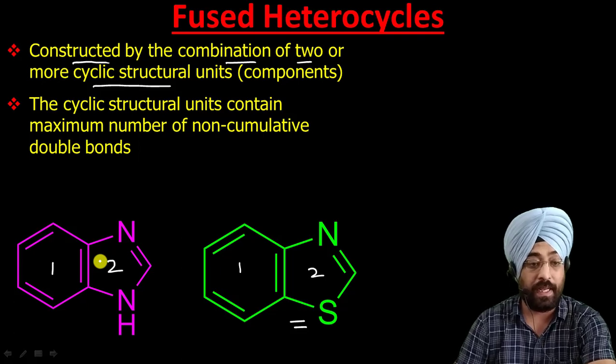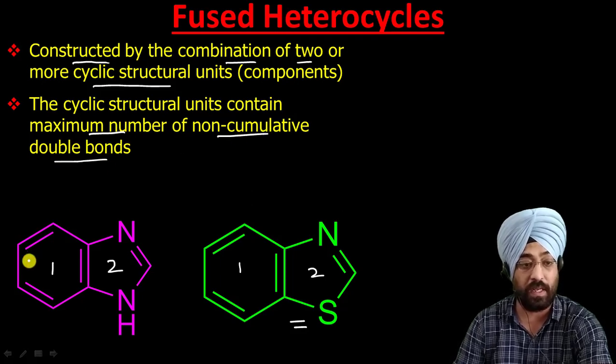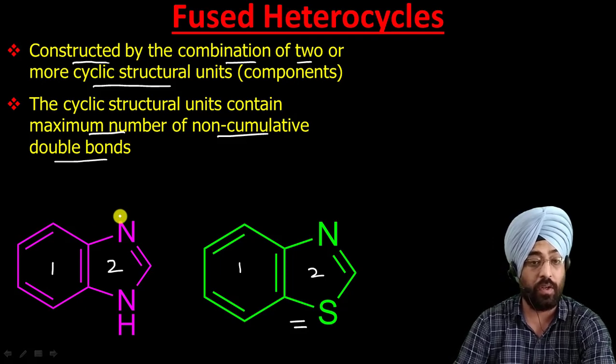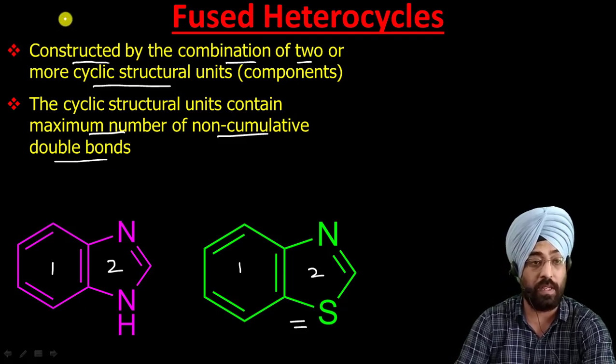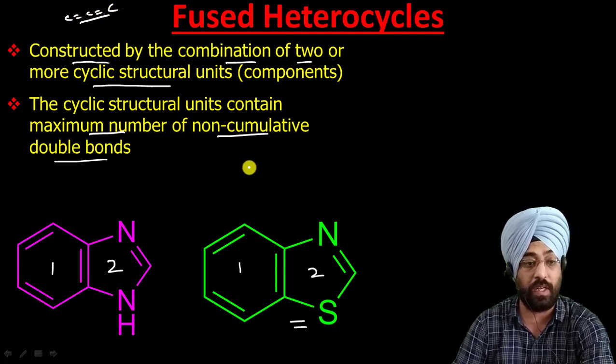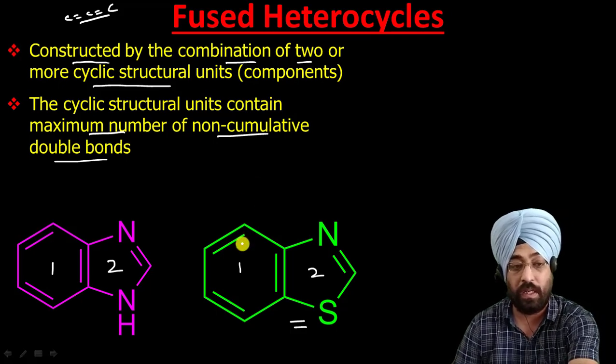And the cyclic structures, as you can say, contain the maximum number of non-cumulative double bonds. So those double bonds which are separated by at least one single bond are called non-cumulative bonds. The cumulative bonds are C double bond C double bond C. Such structures are called cumulative. Here you can see all these structures have the maximum non-cumulative bonds which are possible.